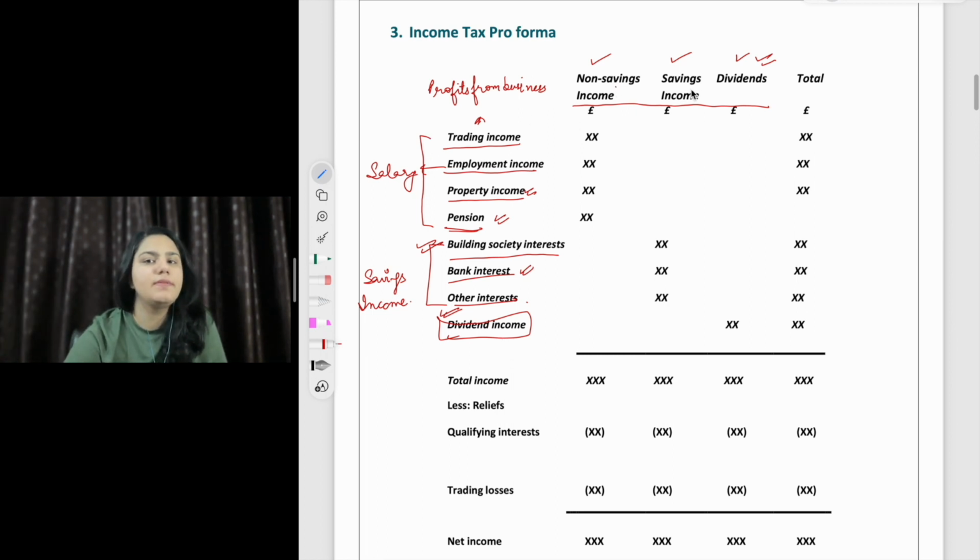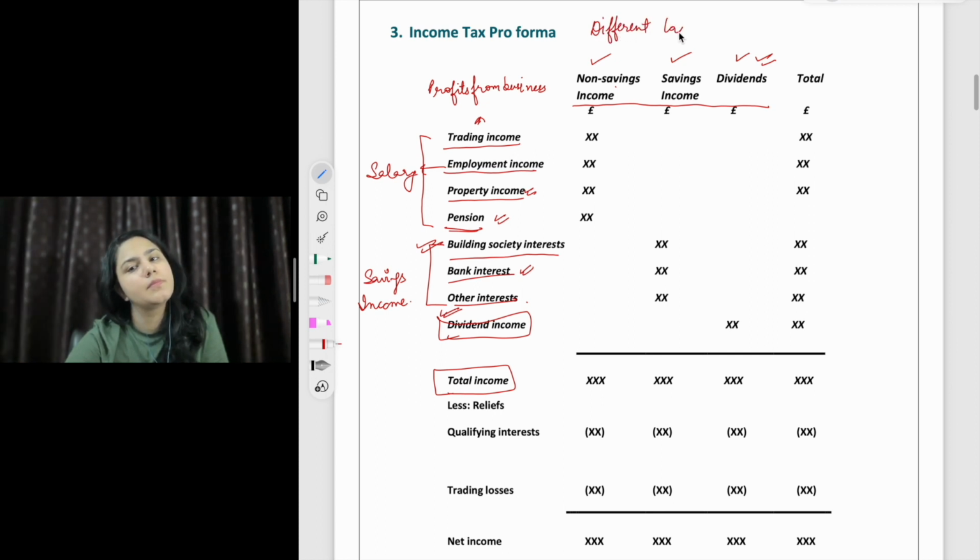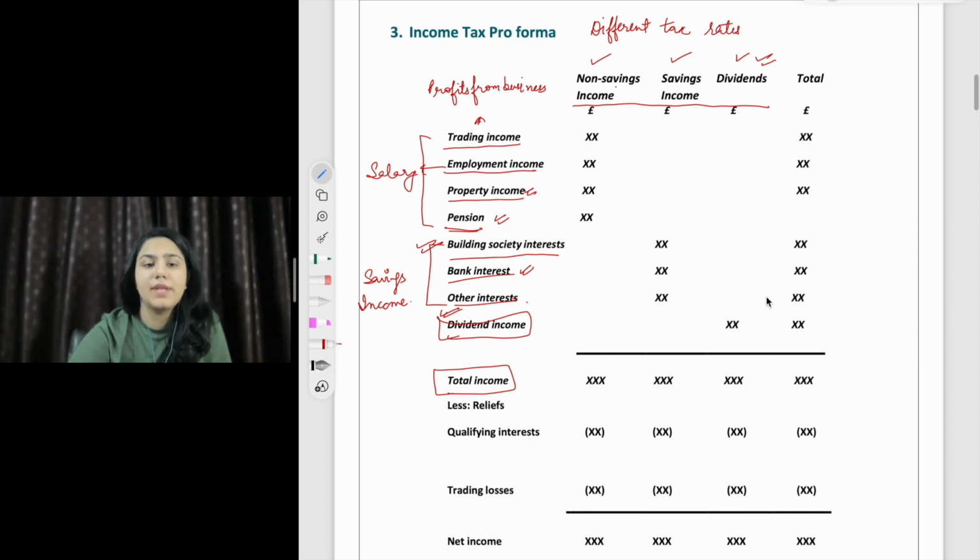The sum of non-saving income, saving income, and dividend income gives you total income. Now one thing you would ask is why are we writing all these three, why are we making three different columns for three different types of income? The reason behind this is different tax rates. All of these three have different tax rates. That is why they need to be written separately in separate columns, so when I tax them, I can apply the separate rates according to which type of income it is. So the sum of these three gives me total income.